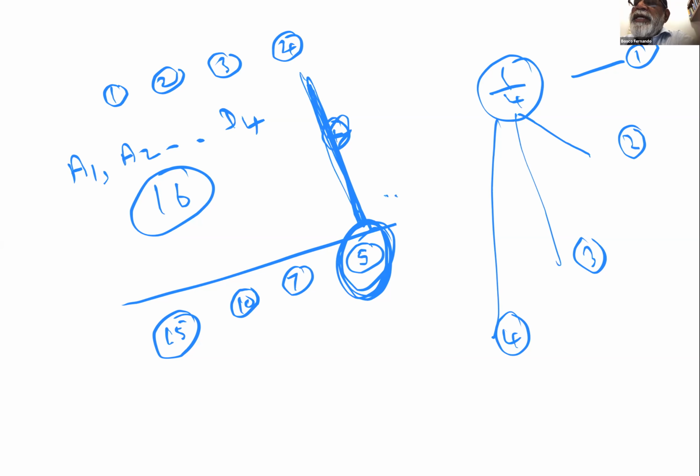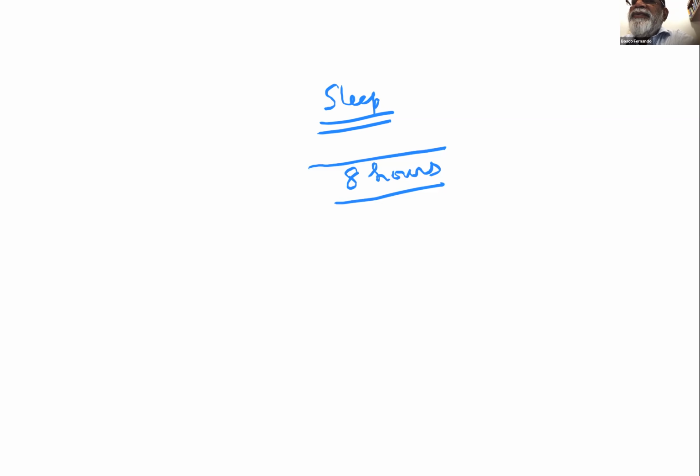And it is important that you sleep very well the day before the exam. So the day before the exam, please sleep well. Minimum of 8 hours. Minimum of 8 hours. So try to practice getting that 8 hours of sleep.